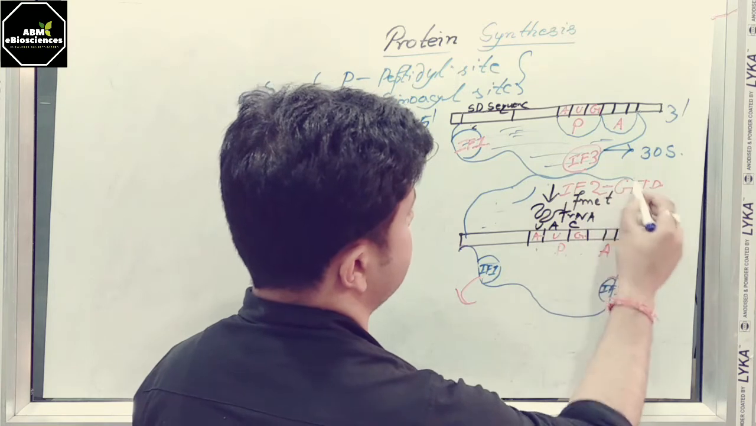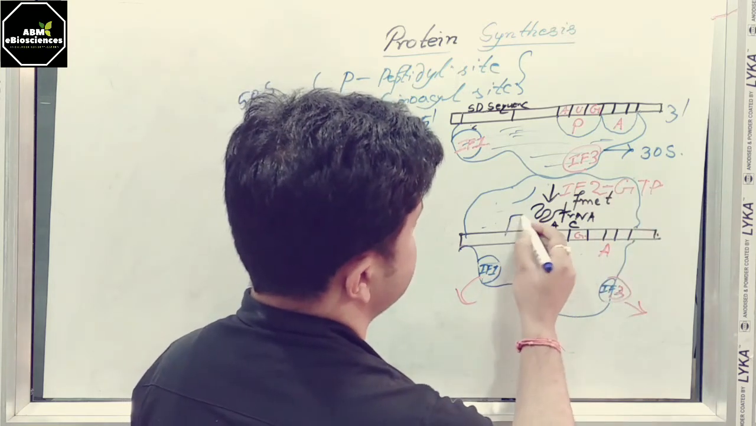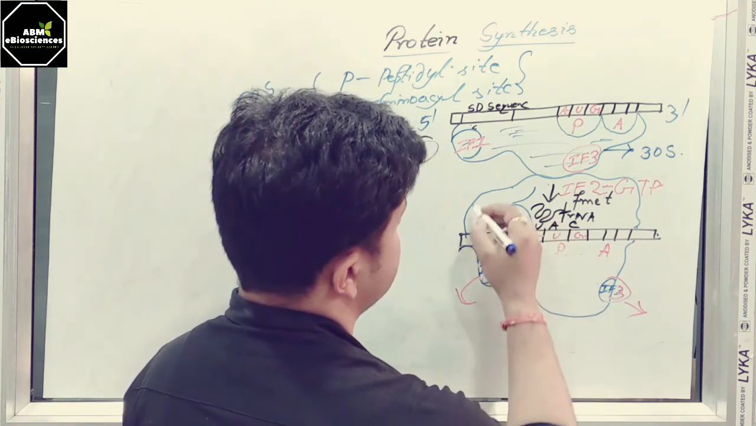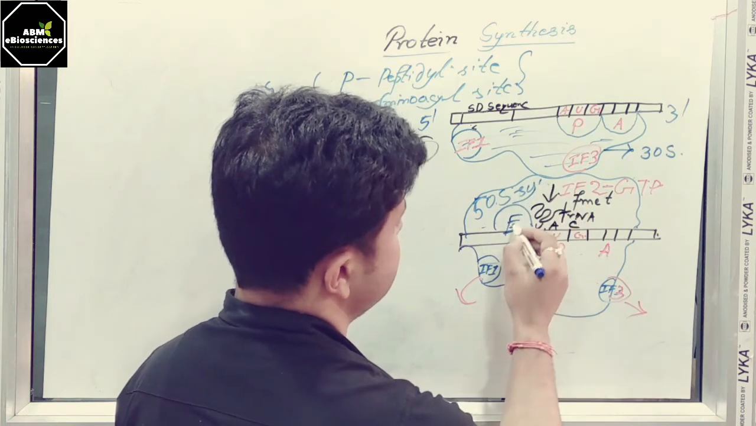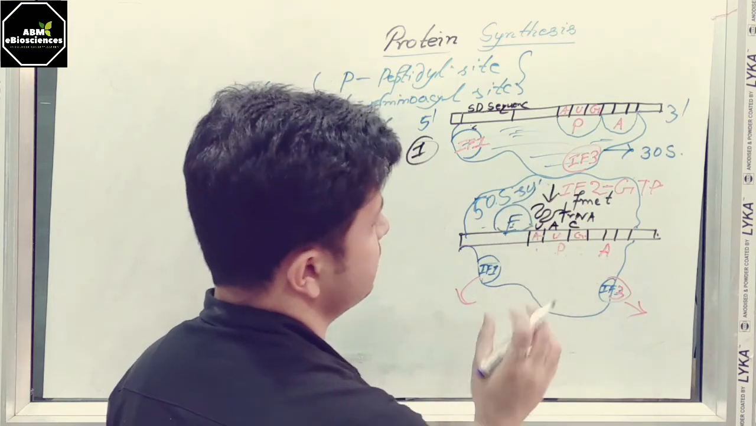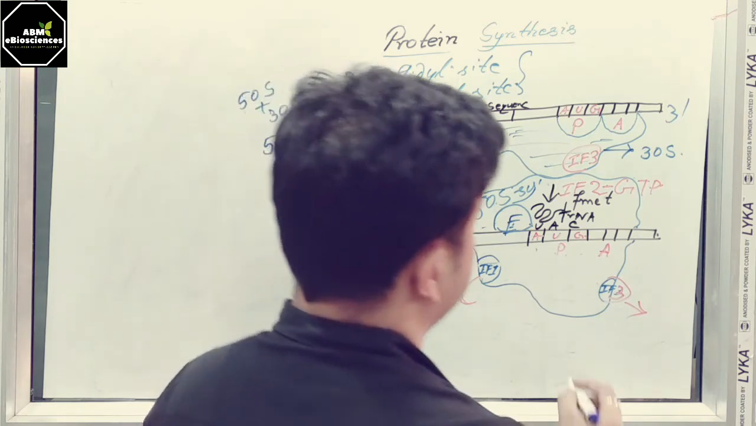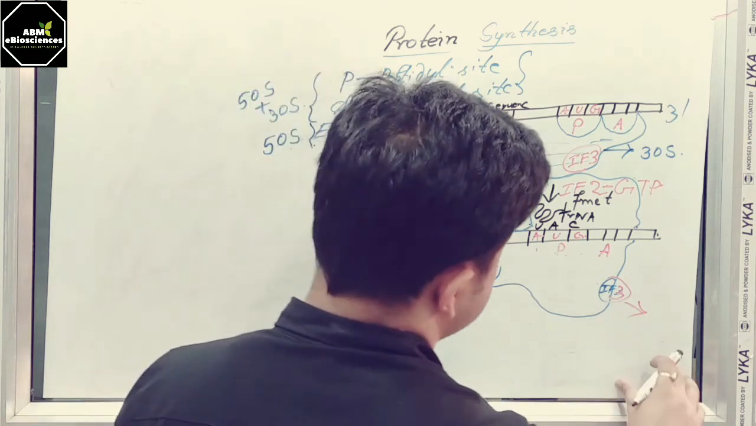and the 50S ribosomal subunit is going to bind here. So this total is the 50S subunit. This is the E site I have drawn here because it is exclusively present in the 50S subunit. Now you can see here that IF1 and IF3 are released.